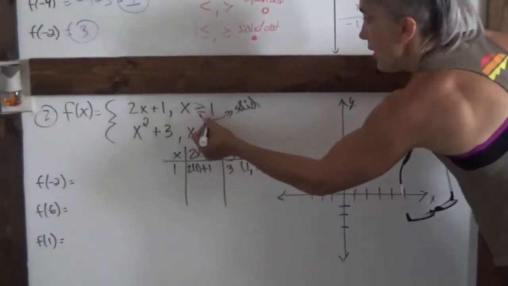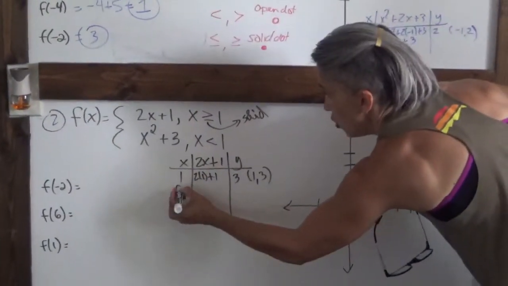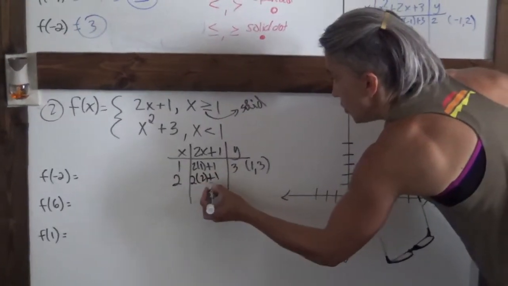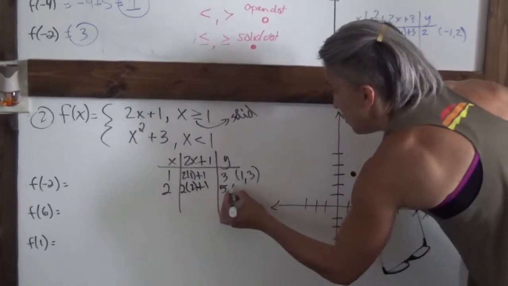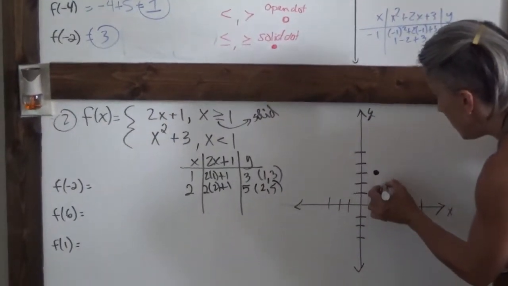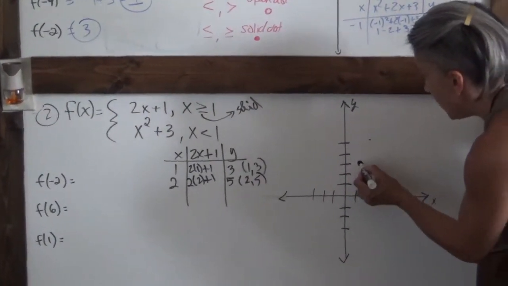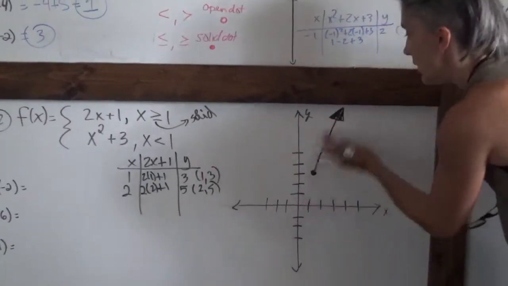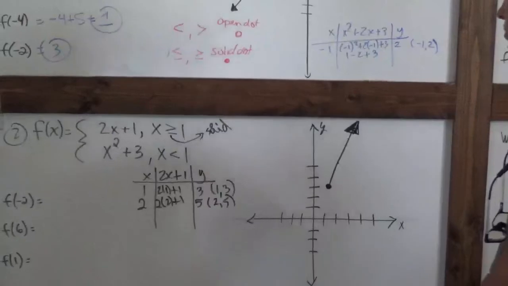Right now we need to know the direction of this line. Anything that's greater than 1. So I'm going to take 2. Plug in 2 in the x. 2 times 2 is 4 plus 1. I get it to be 5. 2 comma 5. So that means 2 comma 5 about here. It's starting here and it's going up in this direction with an arrow. It's going to keep going on forever.